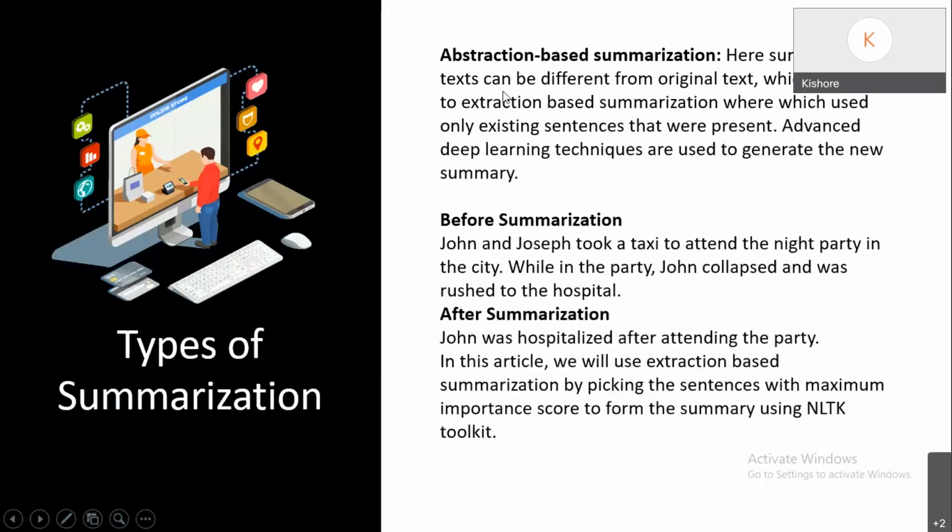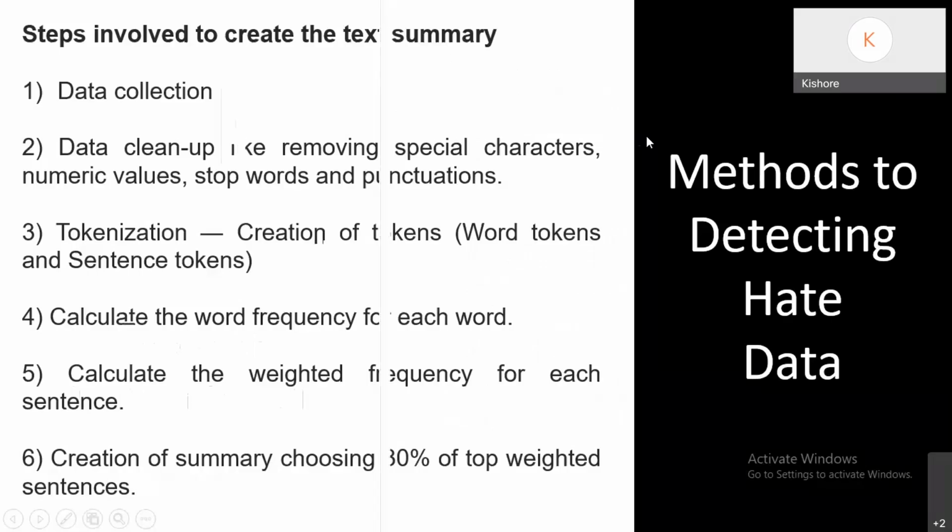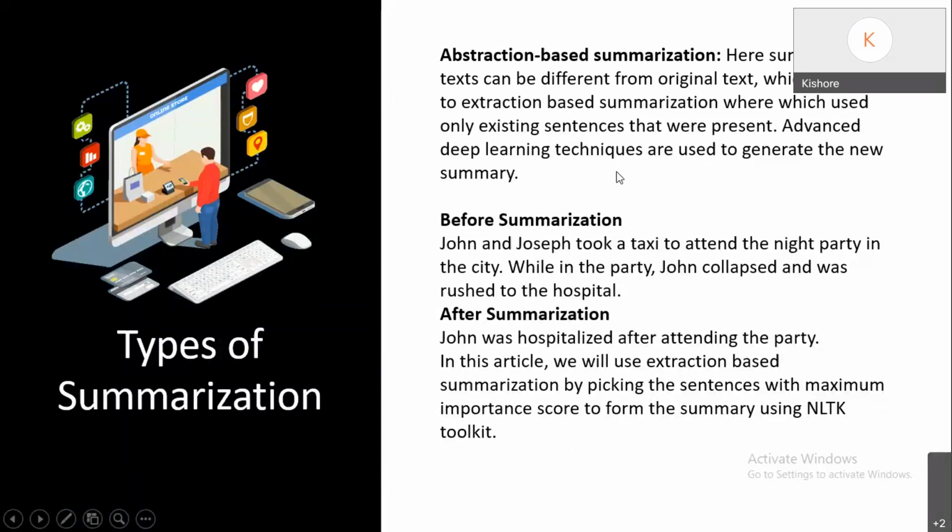Here the summary of the text can be different from the original text. The major difference between extraction based and abstraction based is that in extraction based, the original content will never be changed, but in abstraction based, the original content may be changed. This is in contrast to extraction based summarization, which uses only existing sentences that were present. Advanced deep learning techniques are used to generate a new summary, to provide even better summarizations.